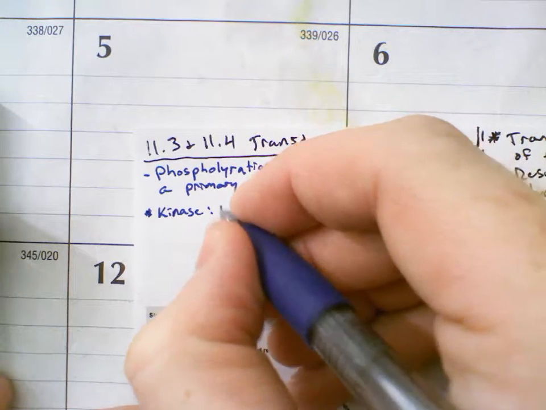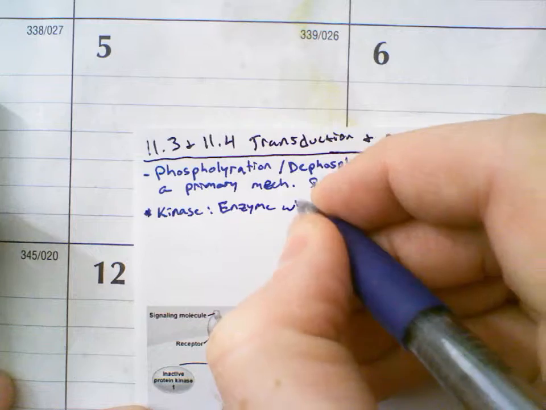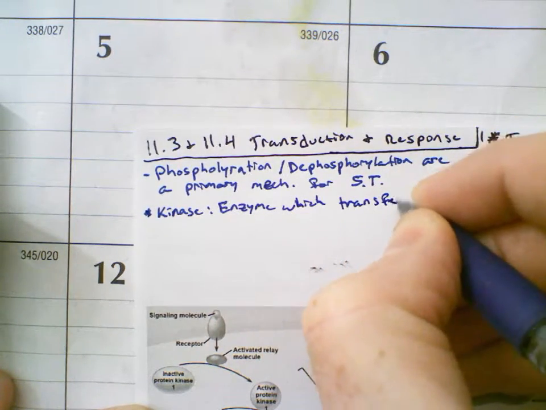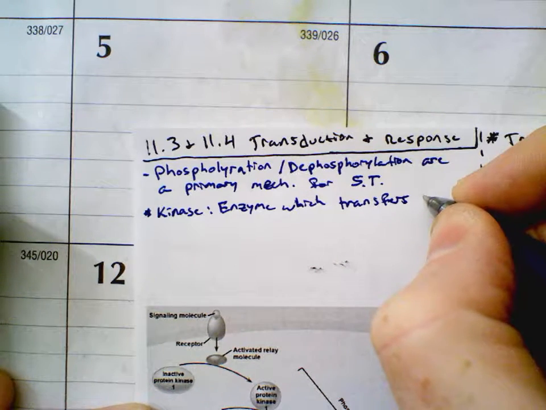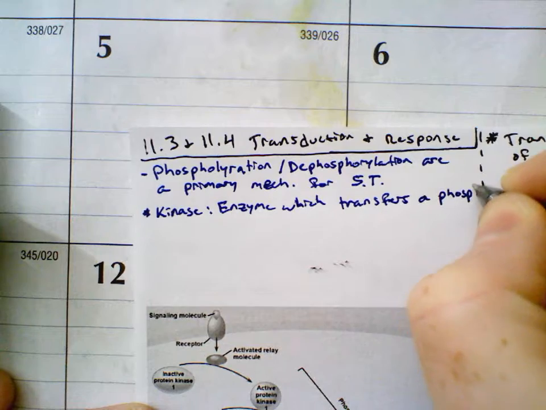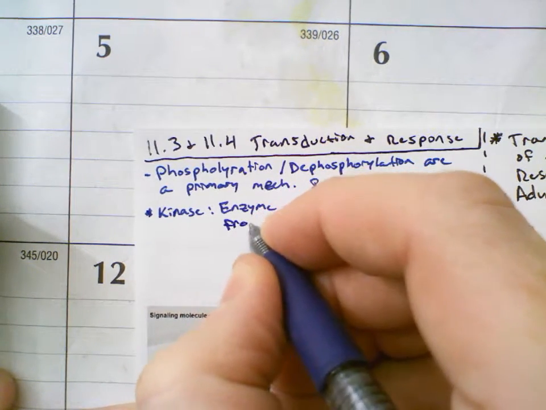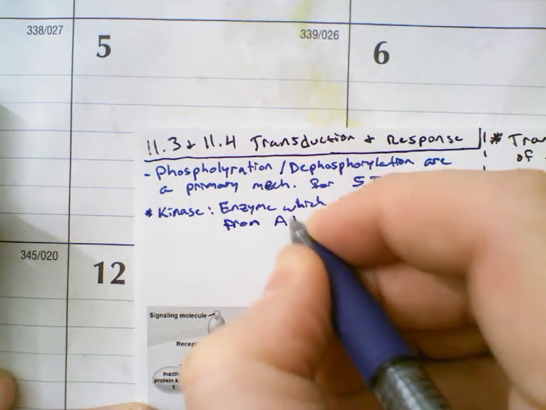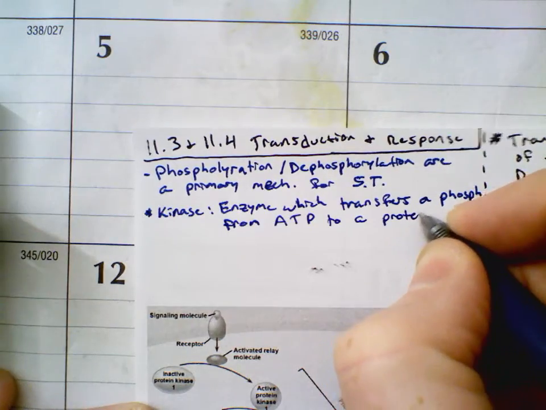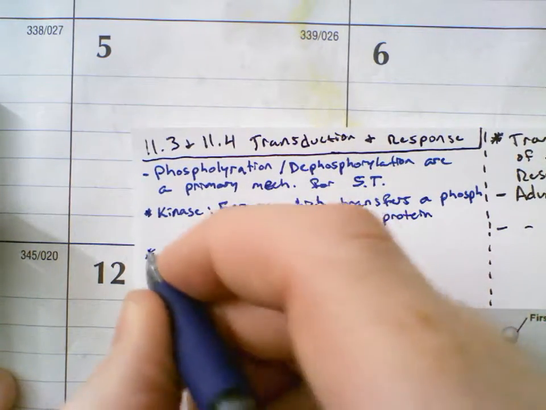So a kinase is an enzyme which transfers a phosphate from ATP to protein. Okay. And then there is something that removes them.